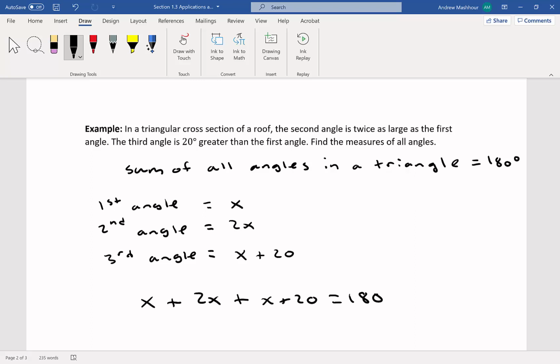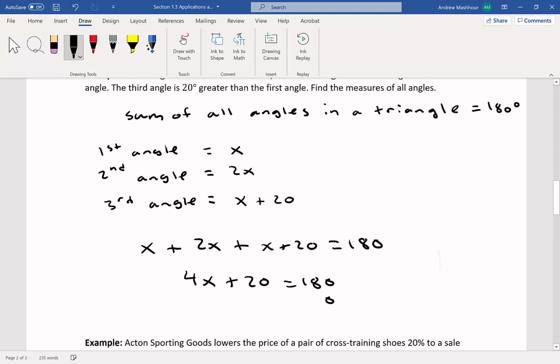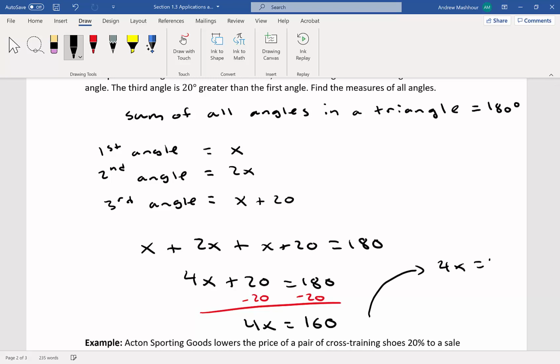Okay, so let's take a look. I notice on the left hand side I have some like terms I could combine. So x plus 2x plus x gives us 4x, and we have plus 20 is equal to 180. So let's continue to solve for x. Subtract 20 from both sides. We get 4x is equal to 160. Now last step to solve for x, we go ahead and divide by 4. We get x is equal to 40.